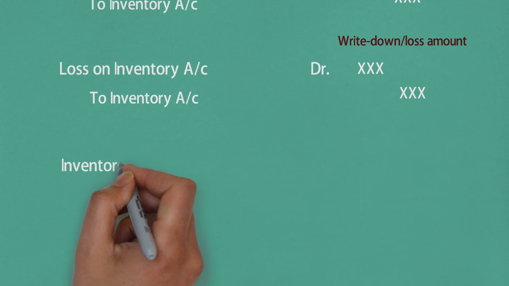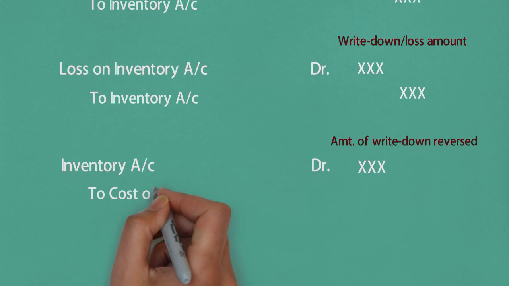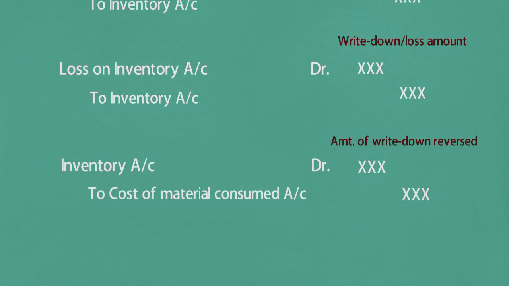Any reversal in write down due to increase in NRV shall be recognized as a reduction from the amount of inventories recognized as an expense in the period in which reversal occurs. Let me repeat. Any reversal in write down due to increase in NRV shall be recognized as a reduction from amount of inventories recognized as an expense in the period in which reversal occurs.